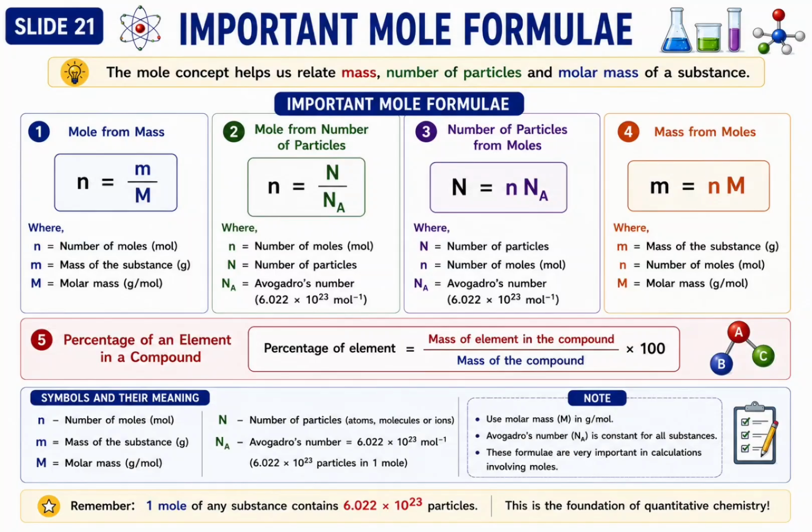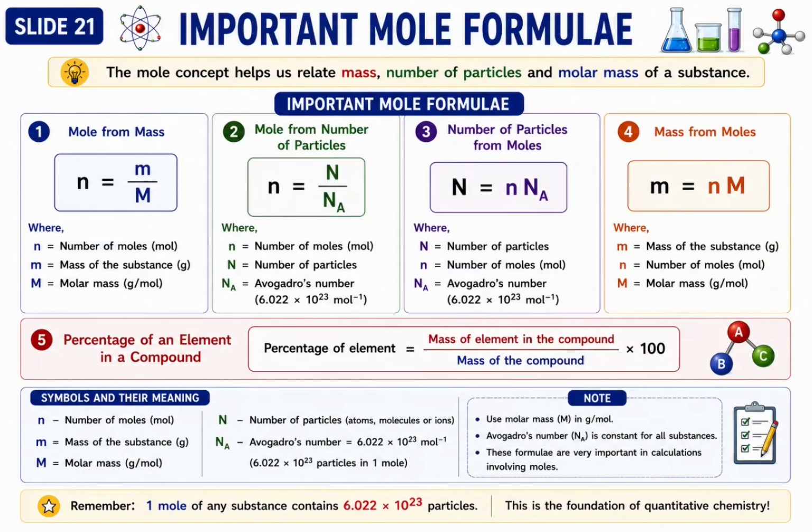Always remember the number. Now we have some very useful formulas. The first one is n equals m by M. This tells us the number of moles when we know the mass. Here, n equals number of moles, small m is given mass, capital M is molar mass. Another formula is n equals N by N_A. This helps us find moles when we know the number of particles. And N equals n into N_A helps us find the number of particles.